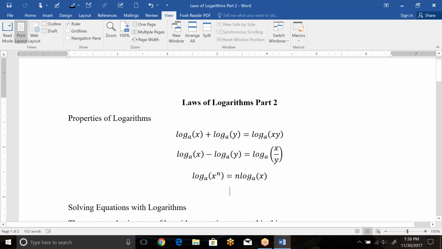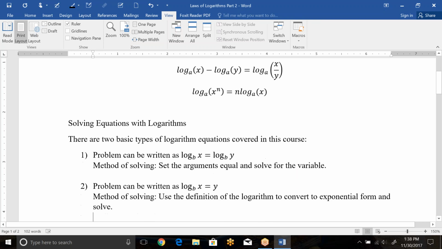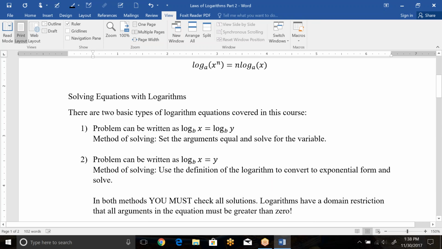log. So, solving equations with logarithms, there are two basic types of log equations covered in this specific course. Problems can either be written as a log on each side with the same base, so log b of x equals log b of y. If you can get your equation to look like this, then your method of solving is that you set the arguments equal and you solve for the variable.